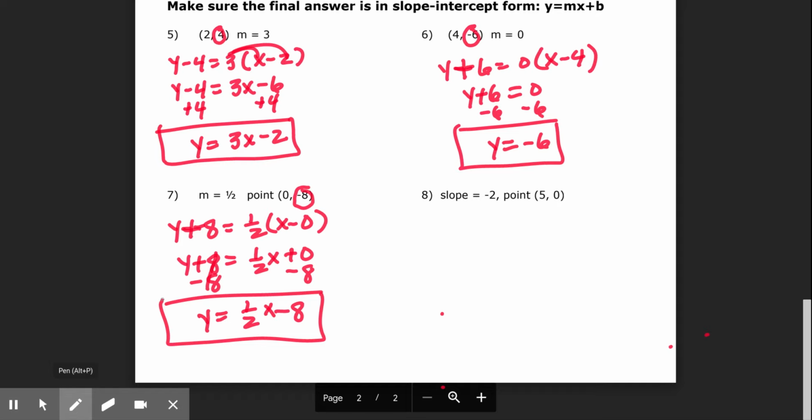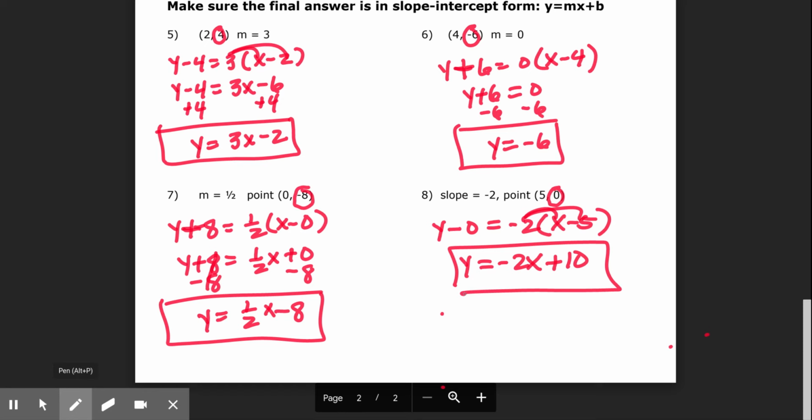And number 8, the second number goes first, so y minus 0 equals negative 2 and x minus 5. So y minus 0, you don't even need to put that 0 there. So we can just say y equals, and negative 2 times x is negative 2x. Negative 2 times negative 5 is positive 10. And that's using the point-slope formula given a point and given the slope.